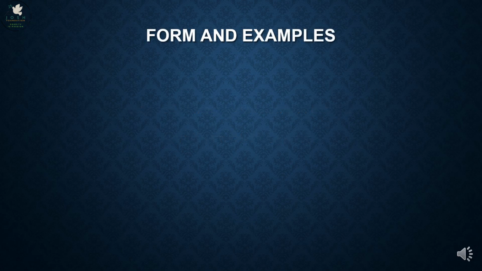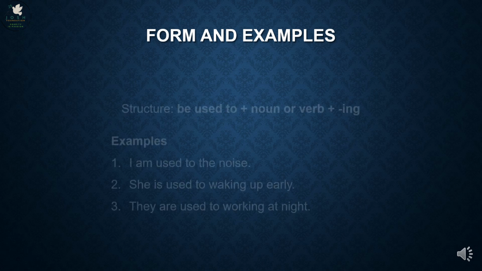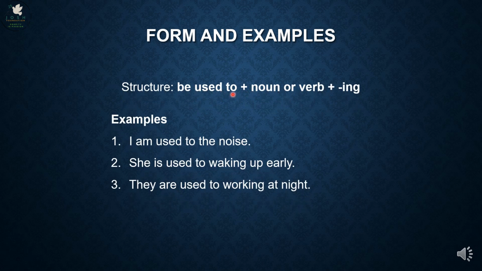See the form and examples. Be used to. It is subject plus be used to. When I say be, understand it as am, is, are. Subject plus am, is, are used to plus noun or gerund. Remember, verb plus ing form is called a gerund. It could be a noun, a name of a thing or place or person, or it could be a gerund. A gerund is also considered a noun. Remember the use of gerunds. When we learned gerund and infinitive, gerund can also act as a noun.